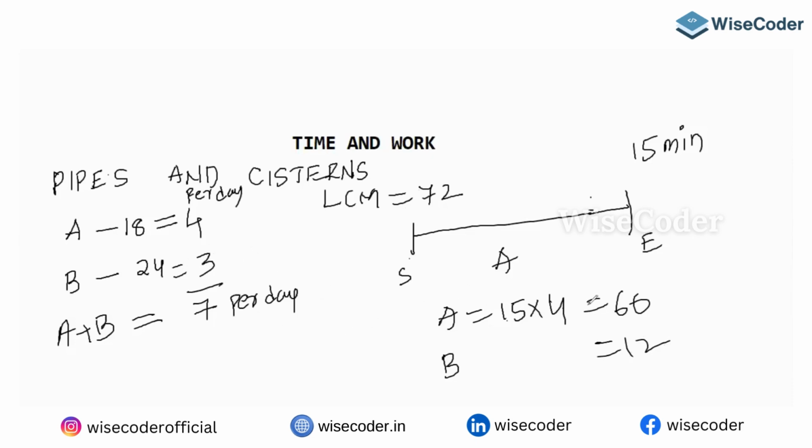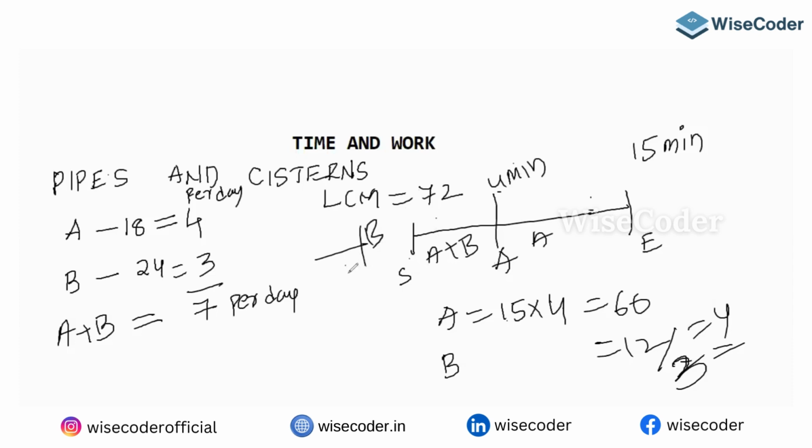B is eating 3 chocolates per minute. So 12 by 3 is 4. That means for 4 minutes both A and B worked, and after that only A worked. After 4 minutes B was closed, such that the tank gets filled in 15 minutes.